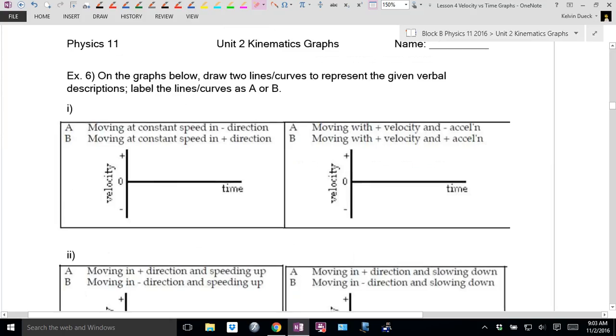Okay. I like example 6. Example 6 is a nice question. It says, on the graphs below, draw 2 lines or curves to represent the given verbal descriptions and label the lines or curves as A or B. So we'll do 2 lines or curves here, here, here, and here. We'll label them A and B. What kind of graphs are all of these? I think they're all velocity versus time graphs, but I always want to make sure I double check.